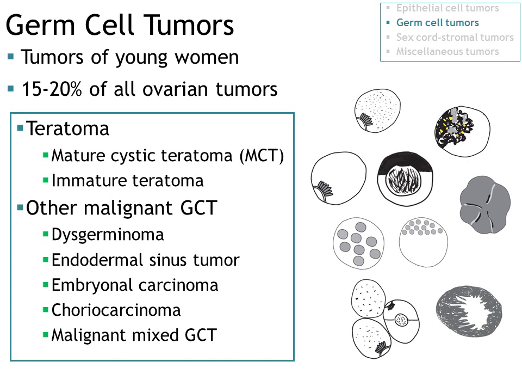Now let's move on to the next category of neoplasm, germ cell tumors. This category is tumors of young women, accounting for 15 to 20% of all ovarian tumors. In teratoma group, most common are mature cystic teratoma and others are immature teratoma. There are other malignant germ cell tumors, including dysgerminoma, endodermal sinus tumor, embryonal carcinoma, choriocarcinoma, and more commonly, malignant mixed germ cell tumor. Imaging patterns of those germ cell tumors are very variable, like these schematic drawings.